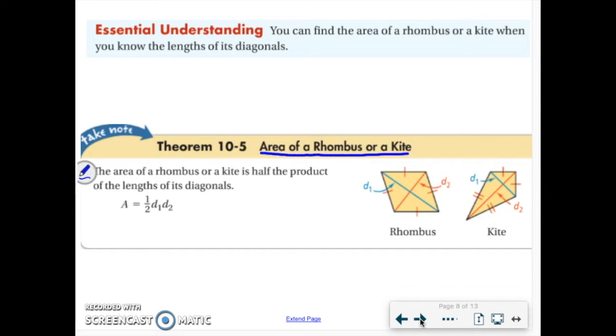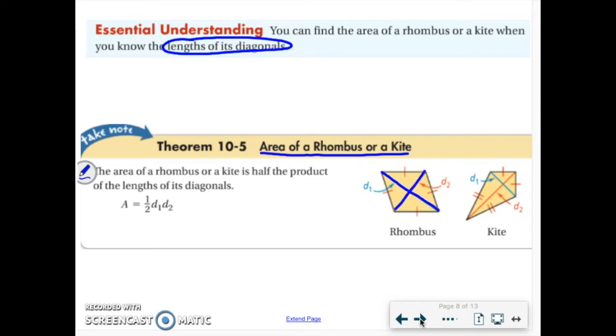One thing they have in common is the formula to find the area. So theorem 10.5 in your notes is going to be for finding the area of a rhombus or a kite. All you need to know is the lengths of the diagonals. All right, so remember that rhombus and kite, all we need to know to find the area are the diagonals. We need to know both of them.